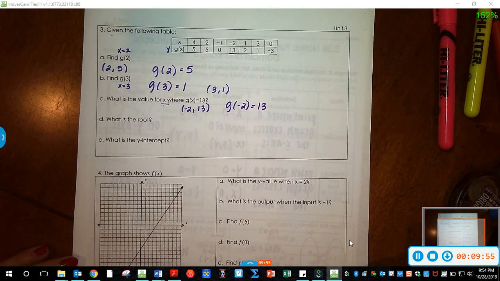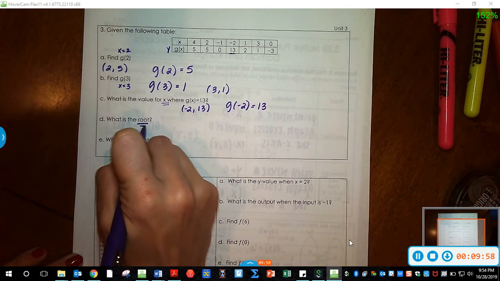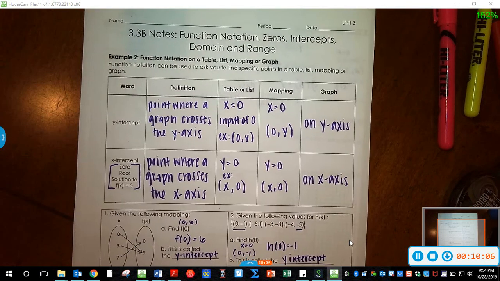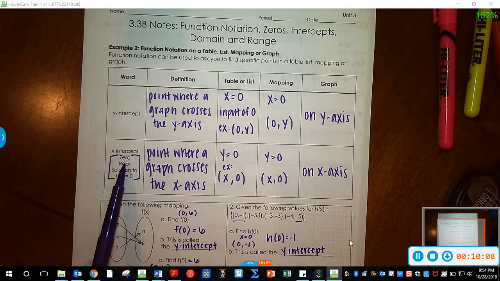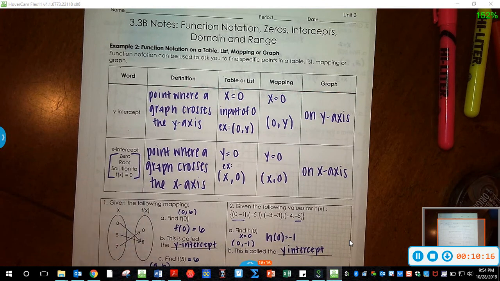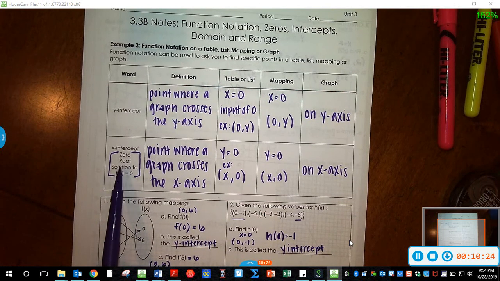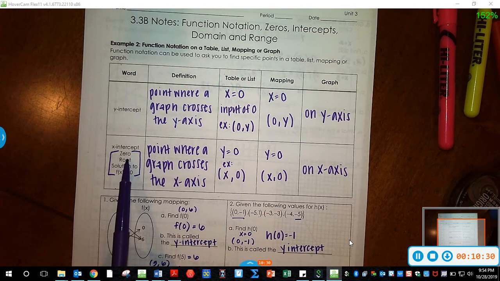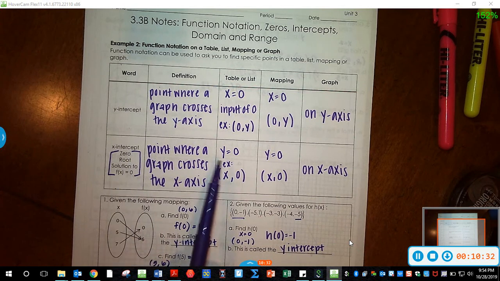All right, moving to D. What does that word mean? What's a root? Well, if we go back to the last page, we need to remember that x-intercept has these names: 0, root, solution. So sometimes they're going to ask me, what's the 0 of this function? What's the root of this function? Or what's the x-intercept of this function? They all mean the same thing, and that's where our y equals 0. So anytime we see this, we need to think y equals 0.